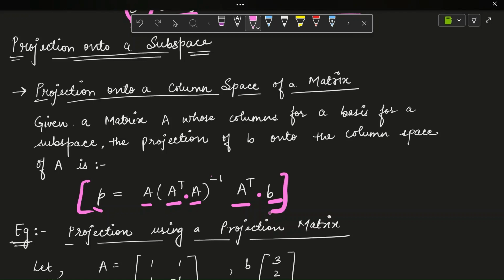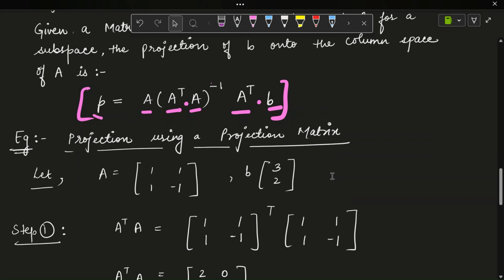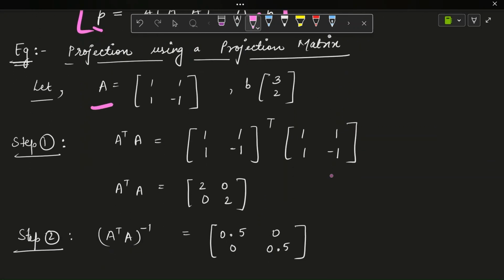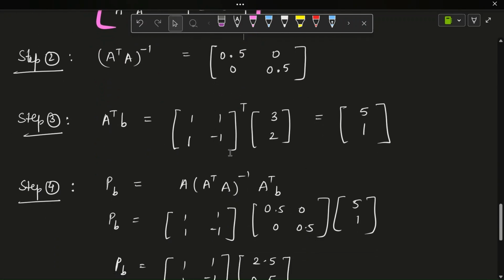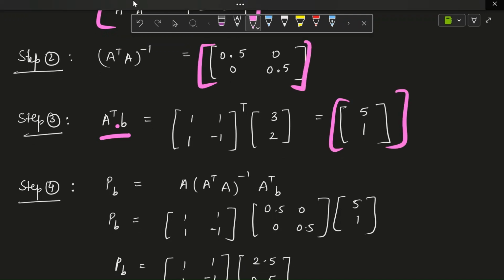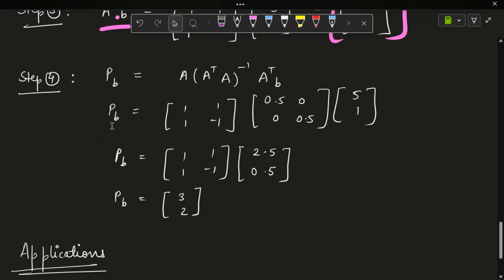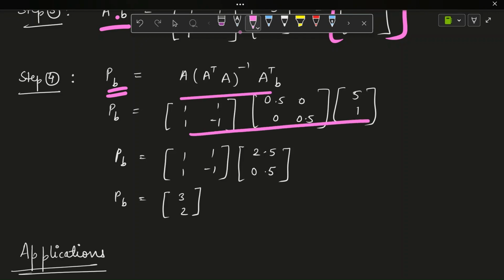The example that we take is projection using a projection matrix. Let's say we have a matrix A and a vector B with the following components. The first step is to calculate the dot product of A transpose with A, and the result will be this. The next step is to calculate its inverse, and after the inverse, we calculate the dot product of A transpose and vector B, and this will be our output. Now we have all the values that we require. The last step is to compute PB, that is the projection of B. This was our equation. Substituting the values into it, we get the projection as (3, 2).